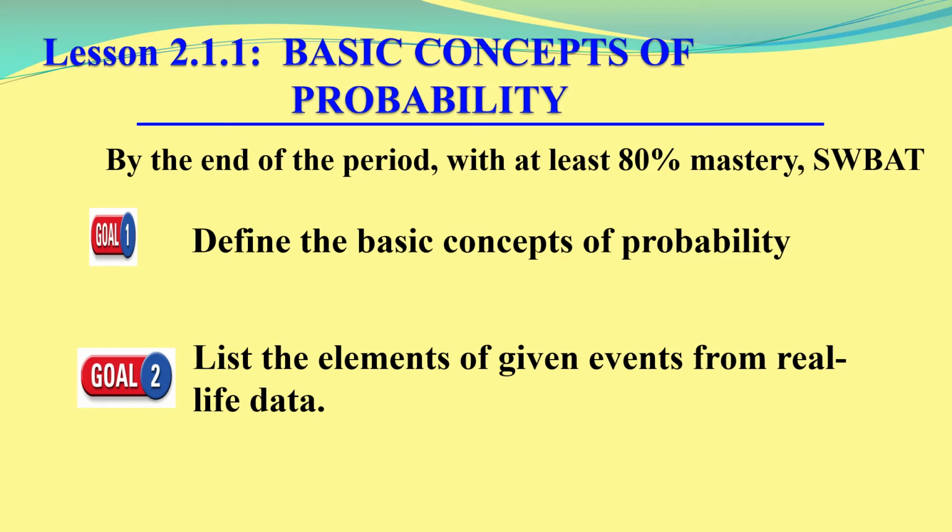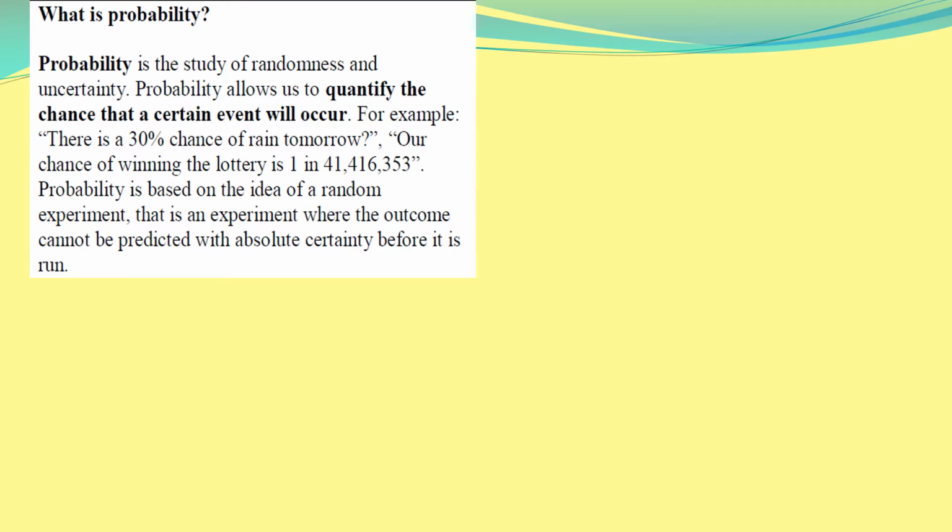By the end of the period, with at least 80% mastery, students will be able to define the basic concepts of probability and list the elements of given events from real-life data. What is probability?